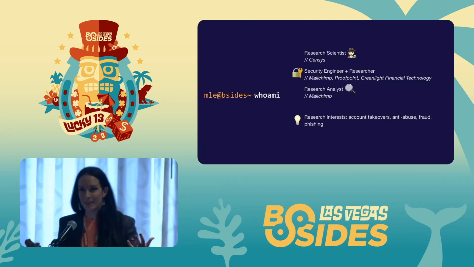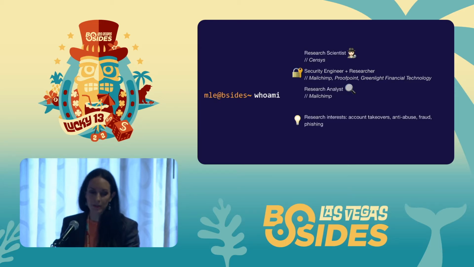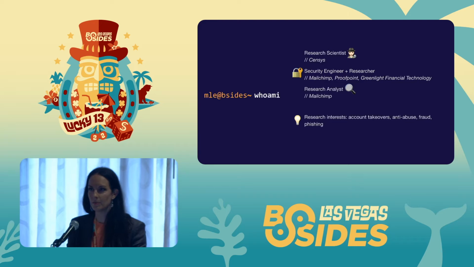So I'm Emily. I am currently a research scientist at Census, and I study all kinds of things on the internet. I'm particularly interested in things that have to do with security or security adjacent, but the internet at large is kind of within the scope of things that we look at.